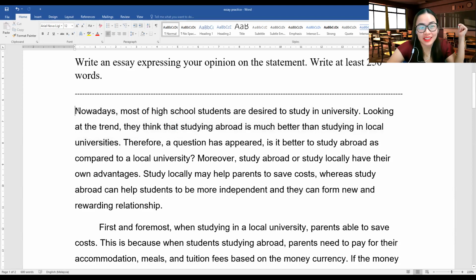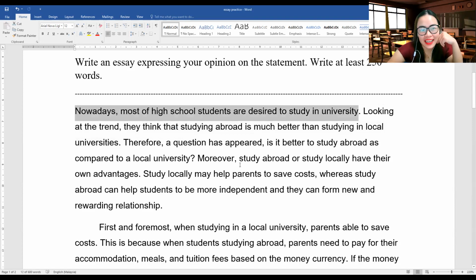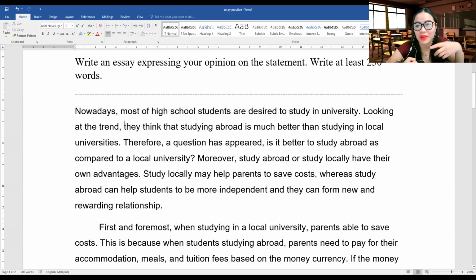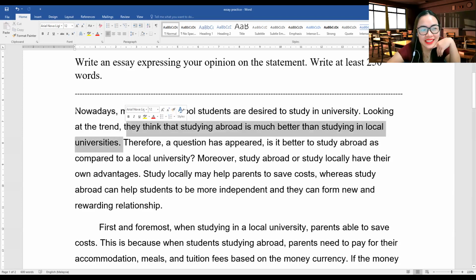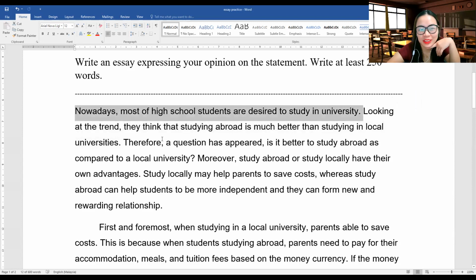Unless the sentence here is like, nowadays there are so many students dreaming of going to study abroad. Looking at this trend, they think that studying abroad is much better than studying in local universities. That one I can accept because, looking at this trend, maybe your explanation of that trend is they think it's better to study abroad, right? But this is not really connected, so you cannot use the words looking at the trend here.